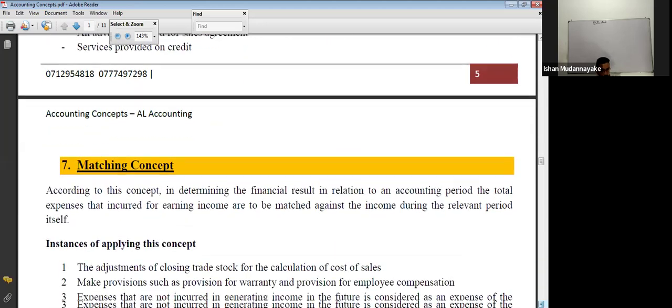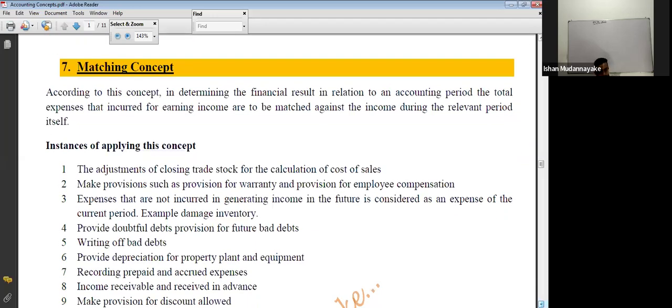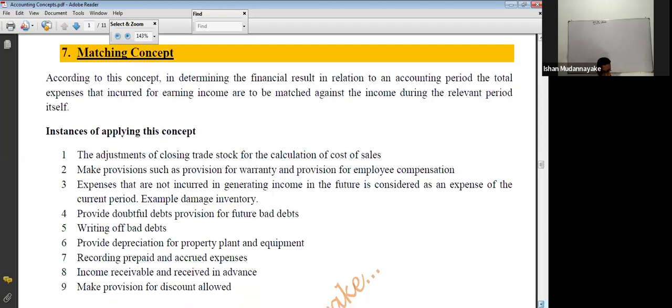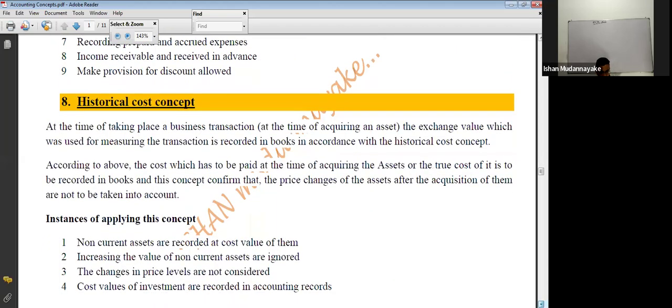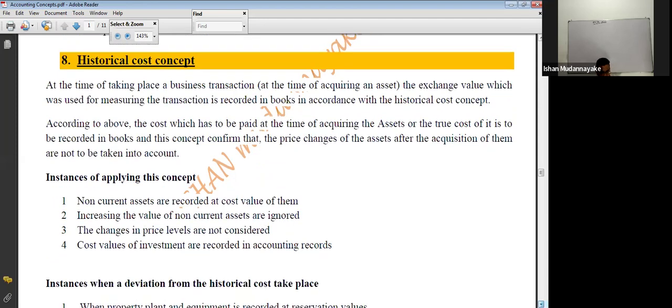Realization concept is applicable for income. Matching concept: all the expenses incurred to earn revenue should be recorded. Therefore we deduct closing stock from the cost of sales, to calculate the correct cost of sales. We deduct depreciation also, as depreciation is one of the expenses incurred by the business to generate income. Historical cost concept: the purchase price of the transaction should be recorded.